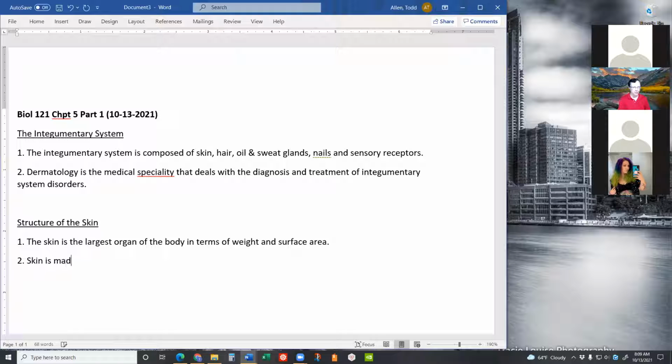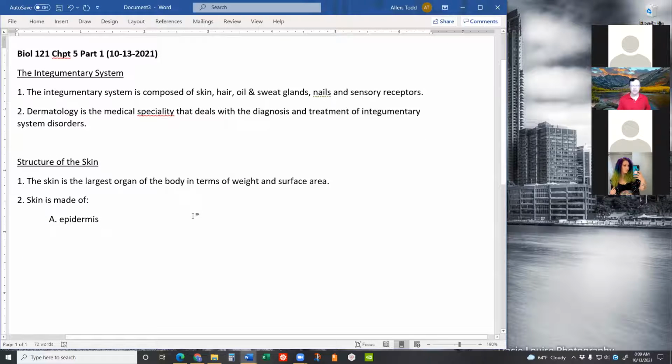Put it this way, the skin is made of, and then letter A, the epidermis. Okay, this is going to be the topmost layer of your skin. Topmost or most superficial layer of the skin. Of course, the epidermis is made of many, many cells stacked on top of each other, which we're going to go into in just a moment. And underneath or deep to the epidermis, you see the dermis, okay?